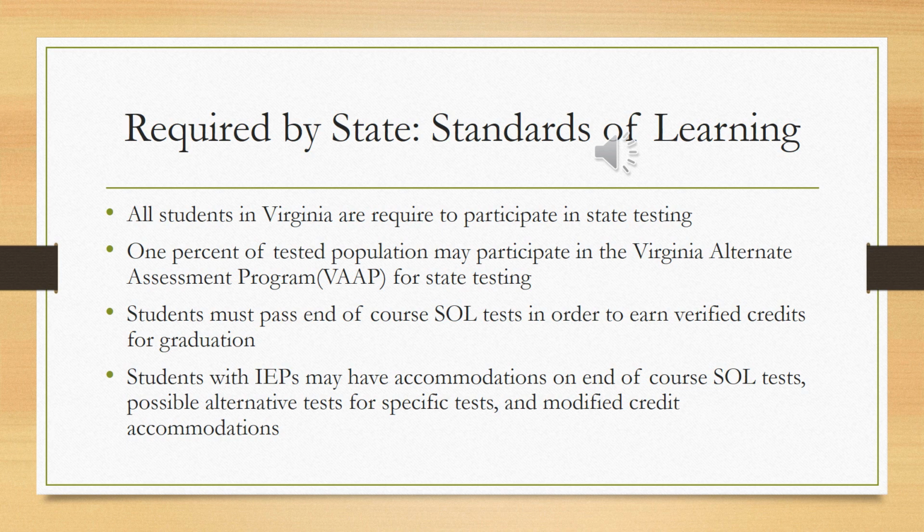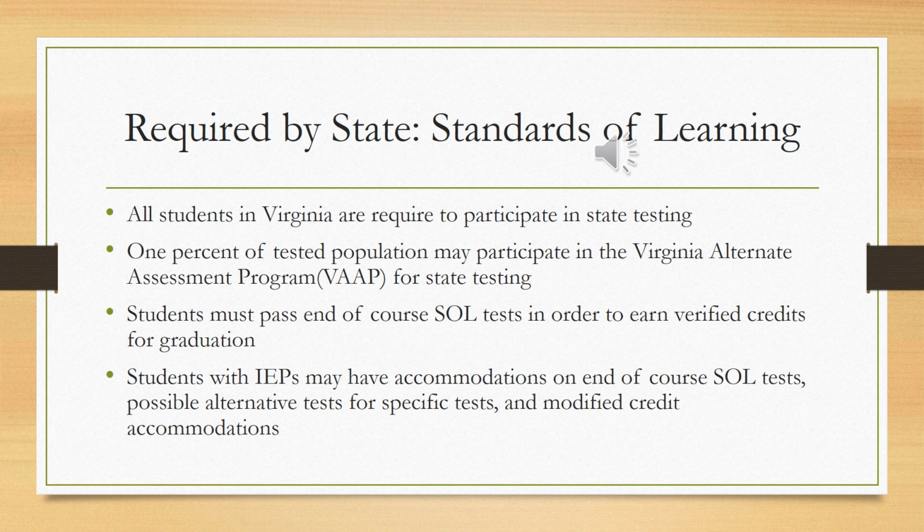All students are required to participate in state testing. For high school students, the state test is the Standards of Learning end of course test. 1% of the tested population may participate in the Virginia Alternate Assessment Program if they meet the criteria. This test is reserved for students with significant cognitive impairments who require a modified curriculum.